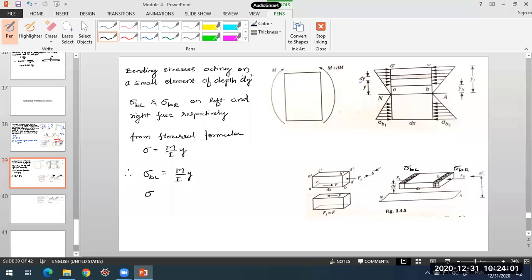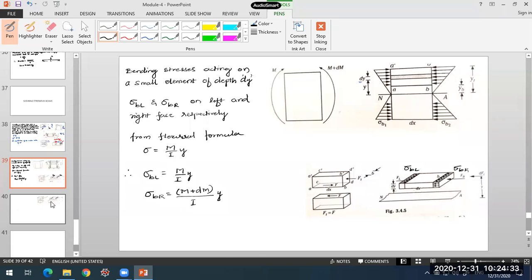On the right side face, what happens? Sigma BR. What is the moment acting on the right side face? It is M plus dM. So the bending moment will be M plus dM, divided by the moment of inertia of the beam cross section, into the distance from the neutral axis, the same y distance. Both the left face and the right face are at a distance y from the neutral axis. So these are the stresses.